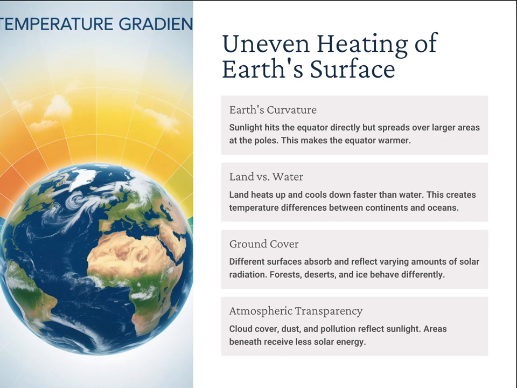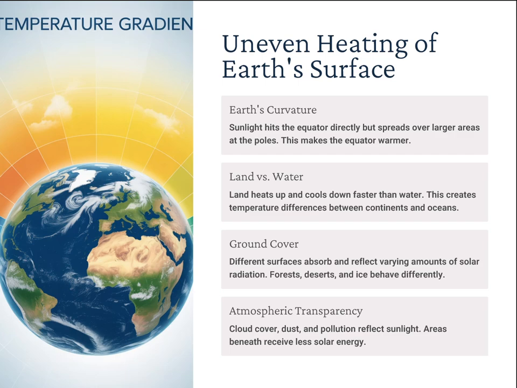Not all parts of Earth receive the same amount of sunlight, however. This uneven heating happens for several reasons. Earth's curvature means that sunlight hits the equator directly but strikes the poles at an angle. At the equator, the same amount of sunlight is concentrated in a smaller area, making it much warmer than the poles.